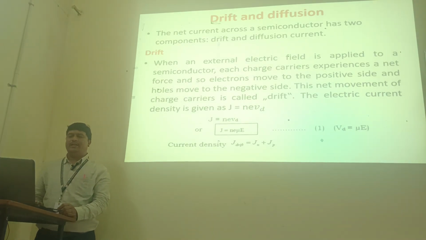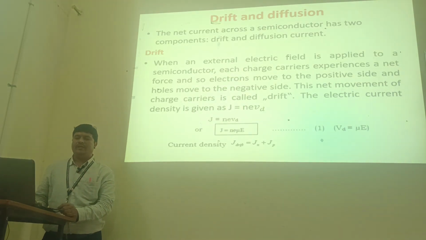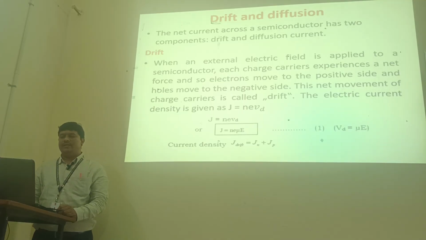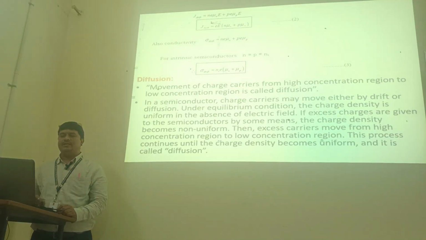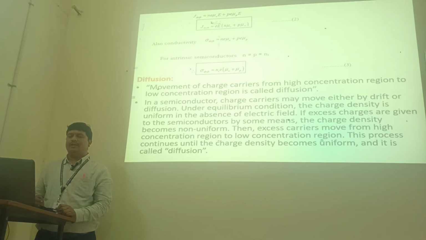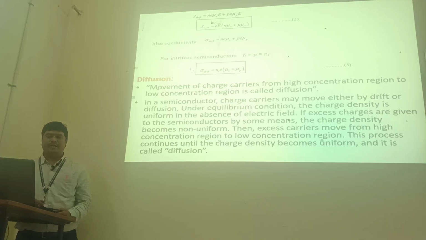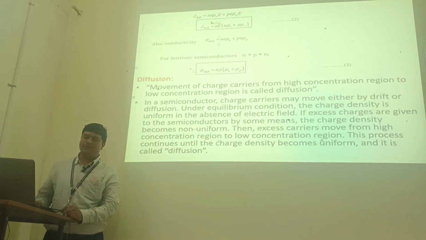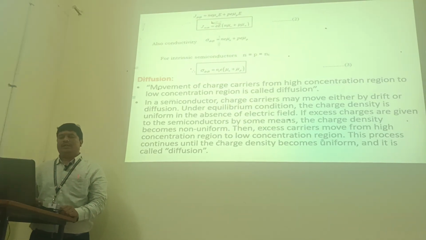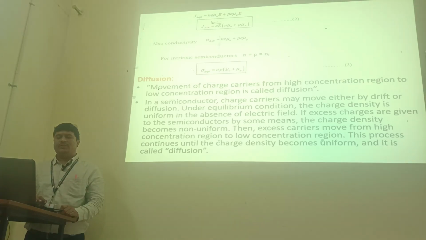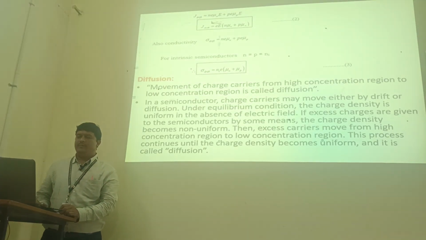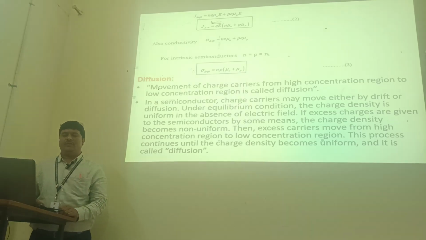The electric current density is given by J equals n e vd. Next, the drift current density: sigma equals conductivity, sigma equals n i e (mu n plus mu p). Next, diffusion. The movement of charge carriers from a higher concentration region to a lower concentration region is called diffusion. So, in a semiconductor material, charge carriers may move either by drift or diffusion.